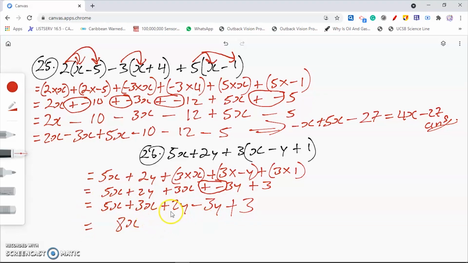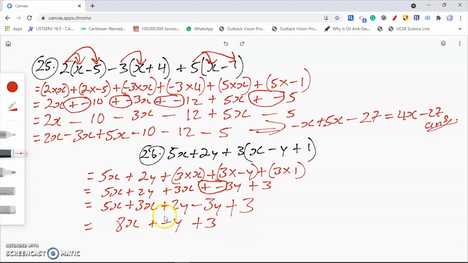8x plus 2y minus 3y is negative y plus 3, because the signs are different here, so we subtract 2 from 3, we get 1, and we keep the negative sign because the sign in front of the larger number is negative. That's negative 3. So we get negative 1y, which is the same as negative y. We do not put a 1 because it's understood that it is 1. And that is our answer there.